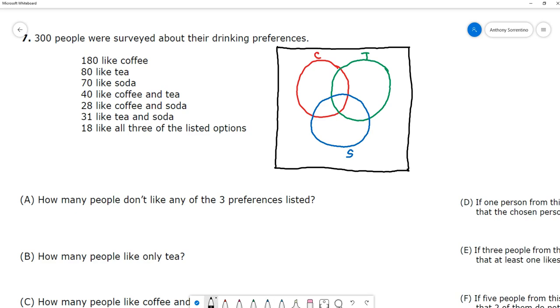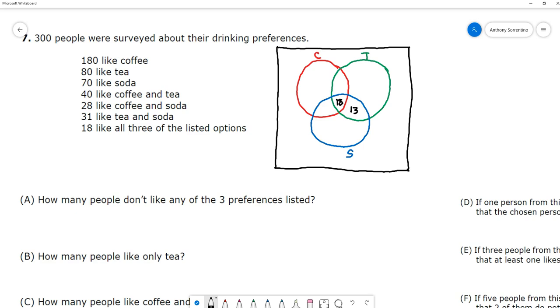Now I got to get the numbers filled in properly. And it's best to kind of start off with the most restricted first. I have 18 that like all 3. So I know there's 18 people in this group right here. Now if I go up the list, there's 31 that like tea and soda. So that's this overlap between the green and blue circles. I don't really care about the red, but I have to keep an idea that 18 are also in that coffee group. So there's going to be some that also like coffee, but there's going to be those that also do not like coffee. And so 13 are going to like the tea and soda, but not prefer the coffee.